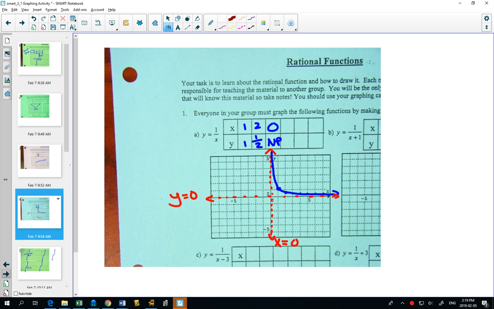Vertical lines, the equation of a vertical line is always x equals. The equation of a horizontal line is always y equals. Do you know why that is?